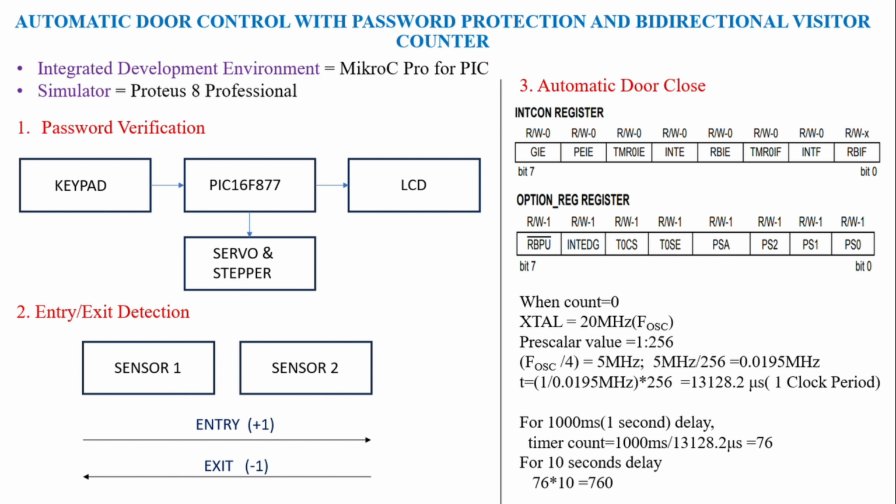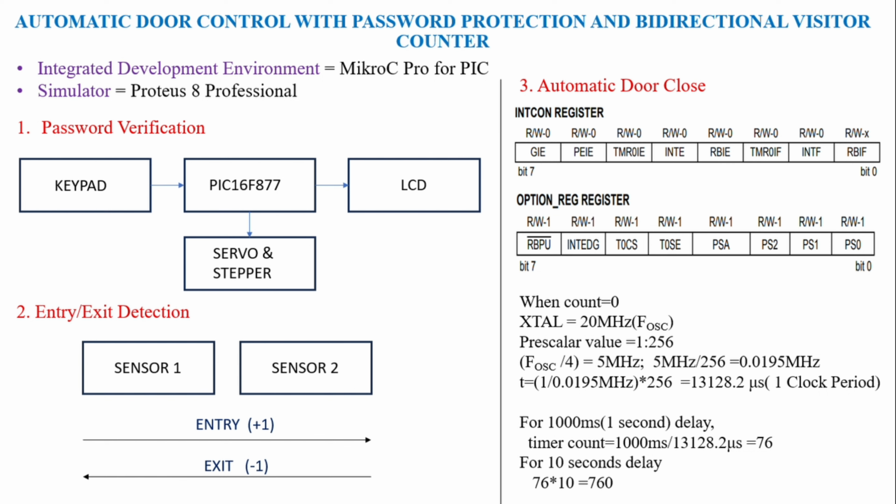And the third part is automatic door close. The automatic door close mechanism is implemented by the microcontroller timer, and we are using Timer 0 here. The INTCON register is configured to enable and manage interrupts with key bits like Global Interrupt Enable for global interrupt and Timer 0 Interrupt Enable for enabling the Timer 0 interrupt. The OPTION register configures the timer's prescaler value. In our case, we are using a prescaler value of 256.